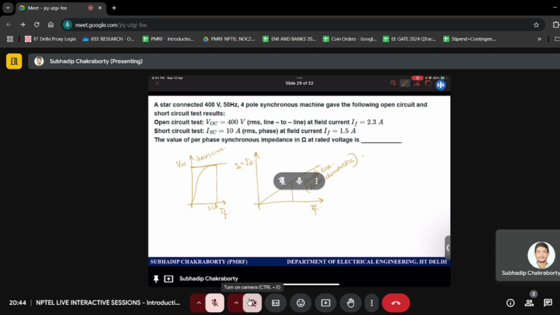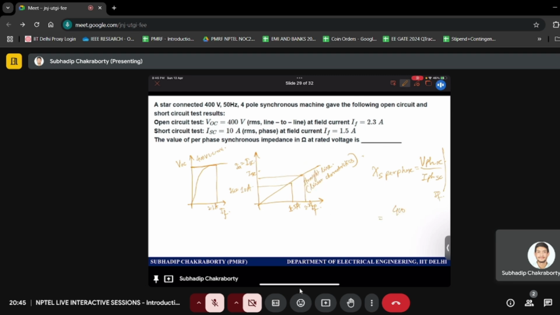But they are giving the value for 1.5. How much is the short circuit current? 10 amp ISC. But I need for the same 2.3 amps, right? How much is the ISC? Because what is the formula for excess per phase? It is V phase by I phase. V phase open circuit by I phase short circuit for same field current.